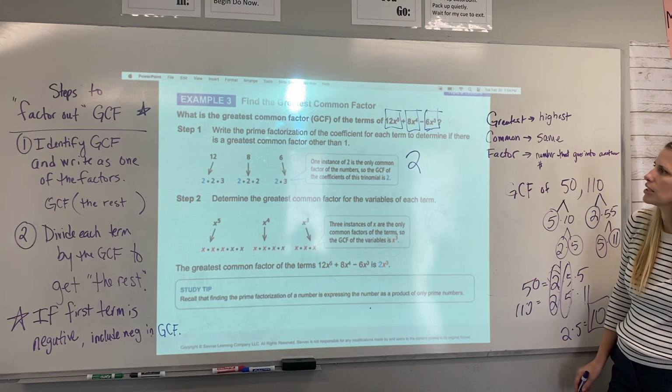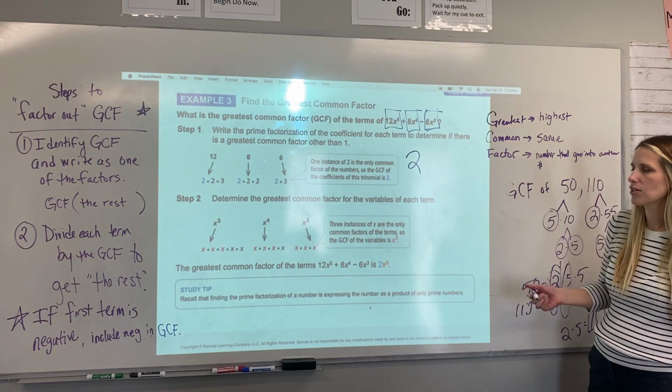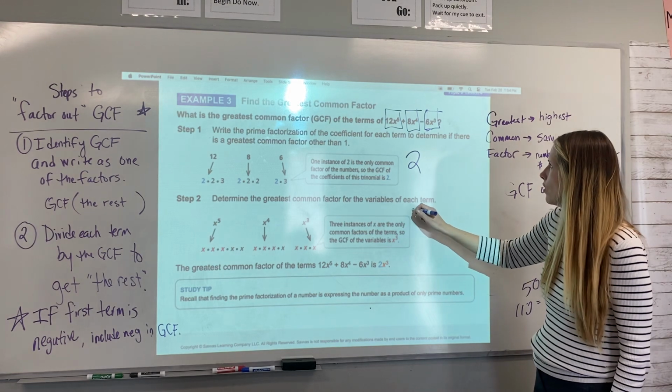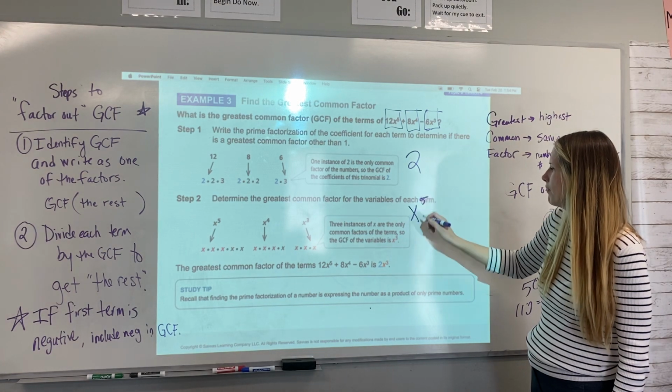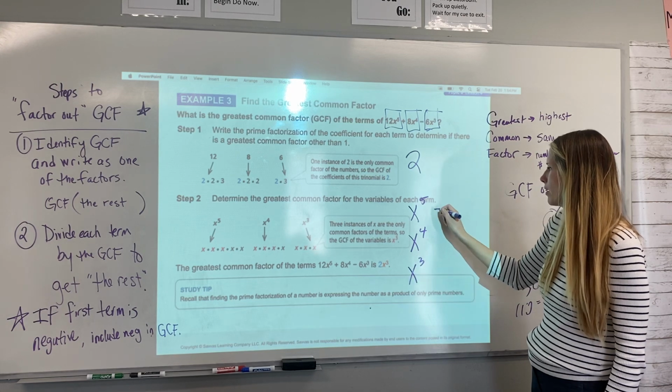And then what is the GCF of x to the 5th, x to the 4th, and x to the 3rd? X to the 5th. X to the 3rd. Watch this. X to the 5th, x to the 4th, x to the 3rd.